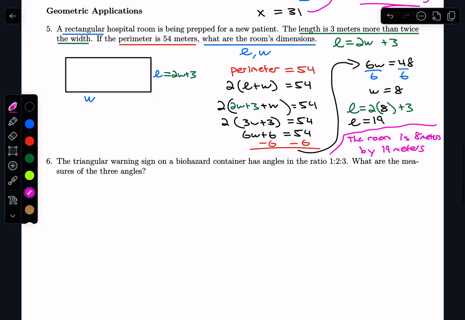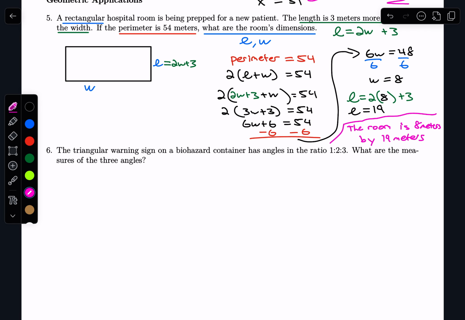All right, last one, number 6. The triangular warning sign on a biohazard container has angles in the ratio 1 to 2 to 3. What are the measures of the 3 angles? So it's asking me to solve for the measures of the 3 angles. So I'm going to have to give each one a variable here. I'm just going to call them X, Y, and Z.